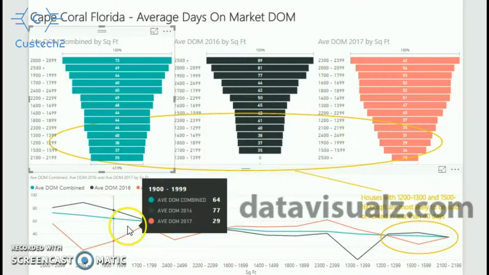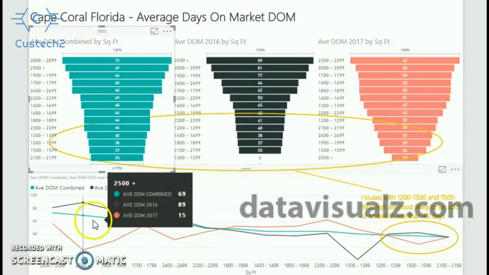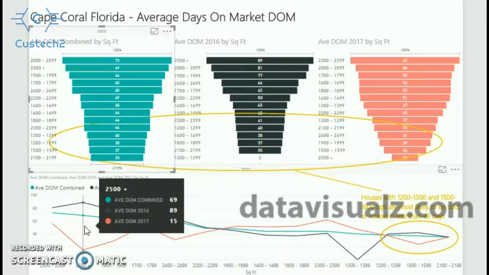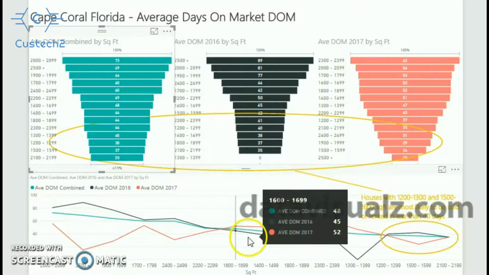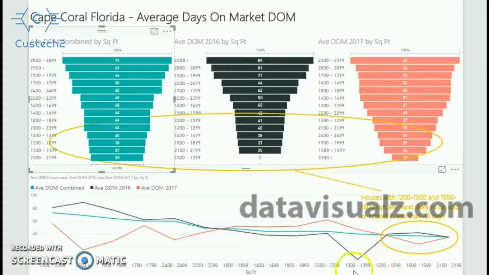Now this is again the line chart, and this shows that for 2500 plus houses it has been the highest number of days on the market, but in this area from 1300 to 1400, 1200 to 1300, 1500 to 1600, the days on the market are less than 40, or just almost equal to 40. So we can see from the data for 2016, 2017 and combined, days on the market for 1200 to 1300, 1500 to 1600, 1300 to 1400 have been around 40 days or less, and they generally tend to sell within 40 days.